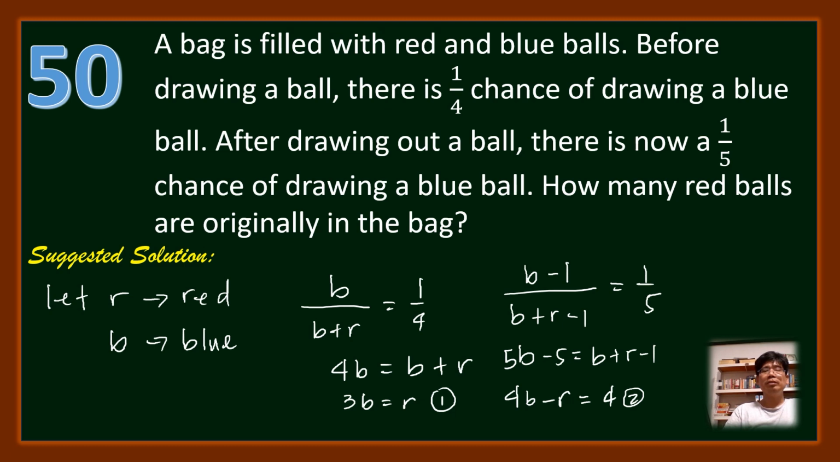Substituting R equals 3B to equation 2, we have 4B minus 3B is equal to 4. Then B is equal to 4. This is the number of blue balls. Then the number of red balls will be 3 times B, which is 3 times 4. Then we have 12 red balls in the bag originally.